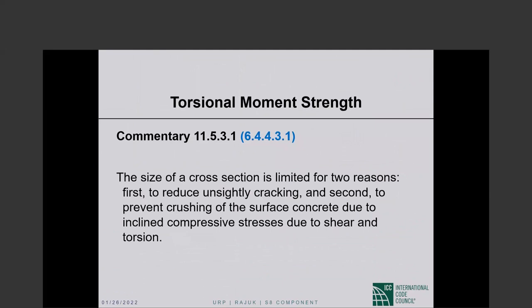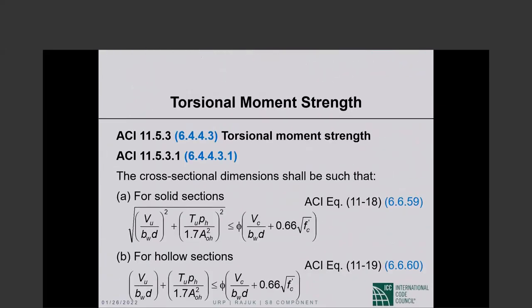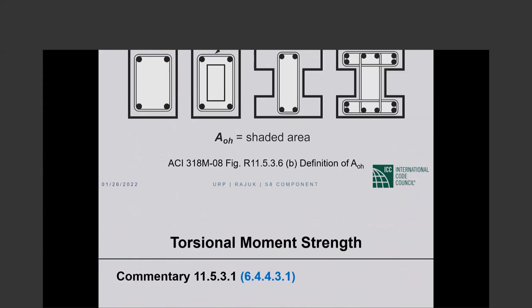The commentary on the limitation that we just looked at: the size of a cross section is limited for 2 reasons. First, to reduce unsightly cracking, and second, to prevent crushing of the surface concrete due to inclined compressive stresses due to shear and torsion, the diagonal compression that I talked about. So this is exactly like putting a limit of 8 square root of f sub c prime on the shear that can be put on a section. When there is shear plus torsion, it gets a little more complicated. In the case of solid sections, we take the square root of the sum of the squares. For hollow sections, we simply add the shear stress and the torsional stress together.